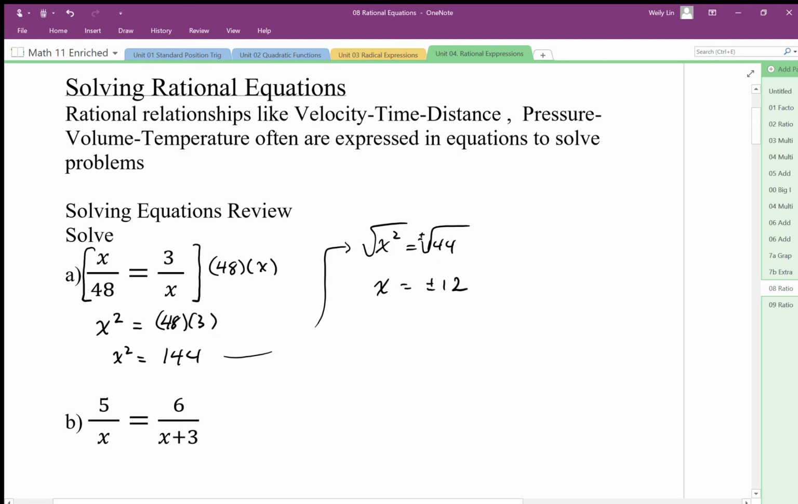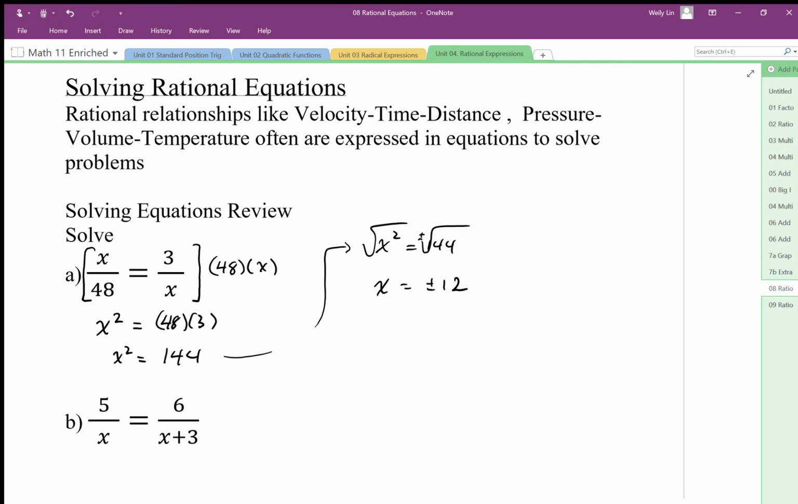Okay, and when we solve these, we should always check for extraneous solutions. Negative 12 divided by 48 is negative 1/4, 3 divided by negative 12 is negative 1/4, that's equal. Positive 12 divided by 48 is positive 1/4. 3 divided by positive 12 is positive 1/4. Okay, so these are both good solutions.